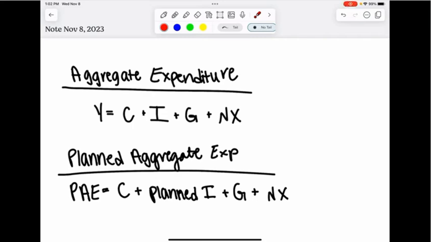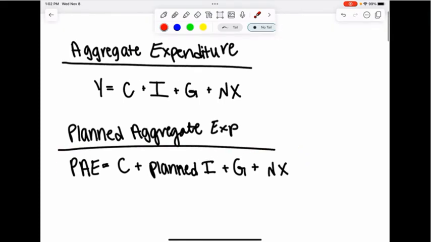Let's discuss the difference between aggregate expenditure and planned aggregate expenditure. First, let's talk about aggregate expenditure. The equation is Y equals consumption plus investment plus government spending plus net exports. Planned aggregate expenditure is PAE equals consumption plus planned investment plus government spending plus net exports. Let's figure out the difference.